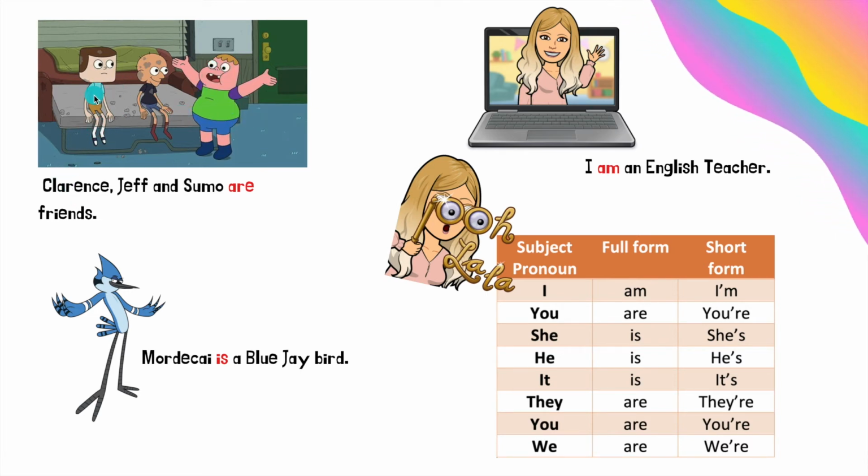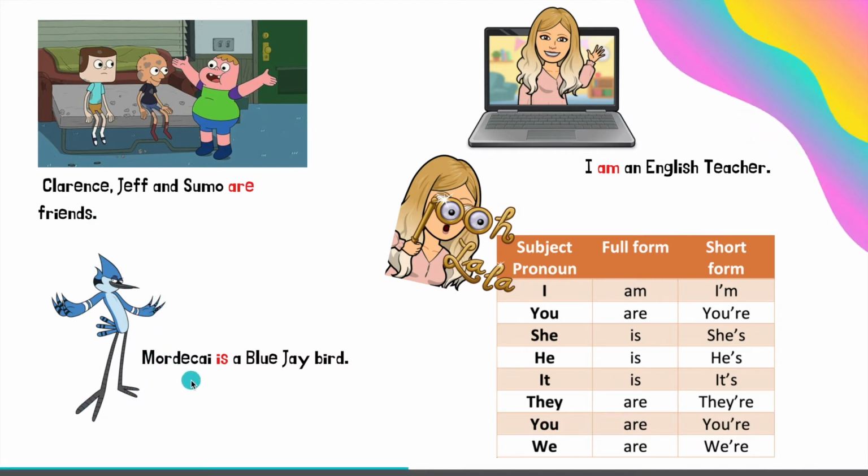Then I have Jeff and Sumo are friends, okay? Clarence, Jeff, and Sumo son amigos. And finally, we have another photograph. Here Mordecai is a blue jay bird. Here you have a box that is very, very important for you to understand what the simple present of be is.